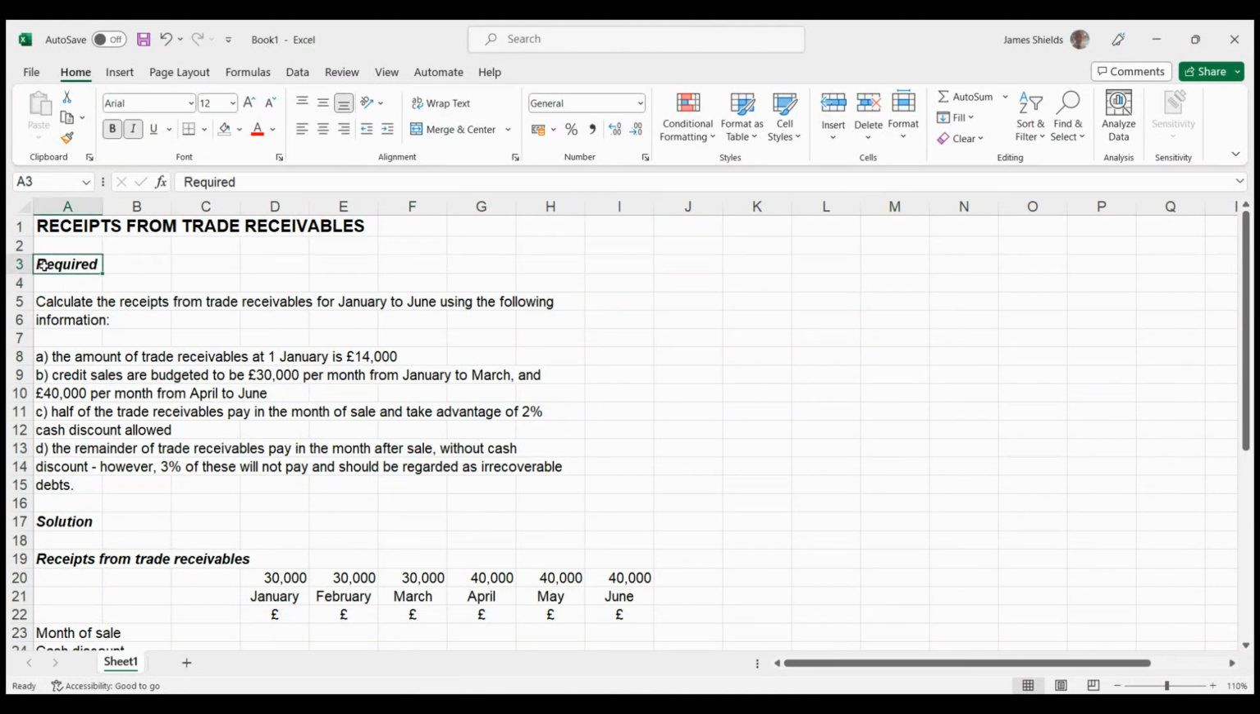So here's the question. Answer required: calculate the receipts from trade receivables for January to June using the following information. Part A, the amount of trade receivables at the 1st of January is £14,000. B, credit sales are budgeted to be £30,000 per month from January to March and £40,000 per month from April to June. C, half of the trade receivables pay in the month of sale and take advantage of a 2% cash discount allowed. D, the remainder of trade receivables pay in the month after sale without cash discount. However, 3% of these will not pay and should be regarded as irrecoverable debts.